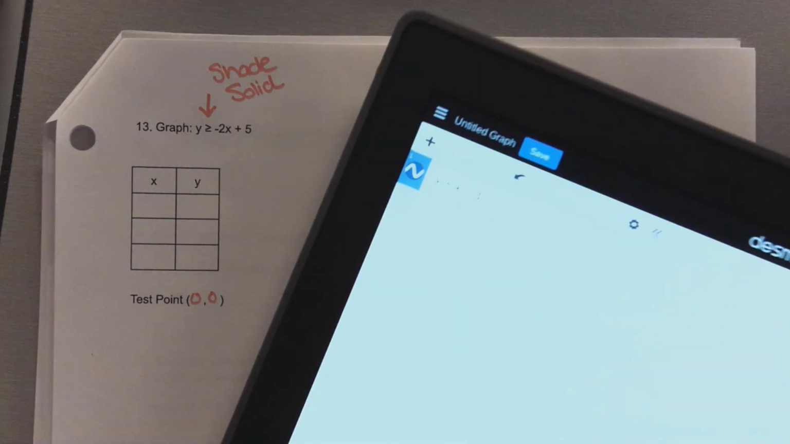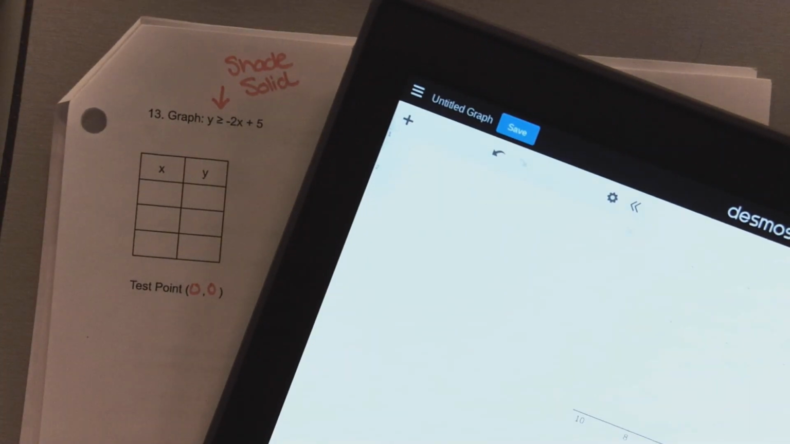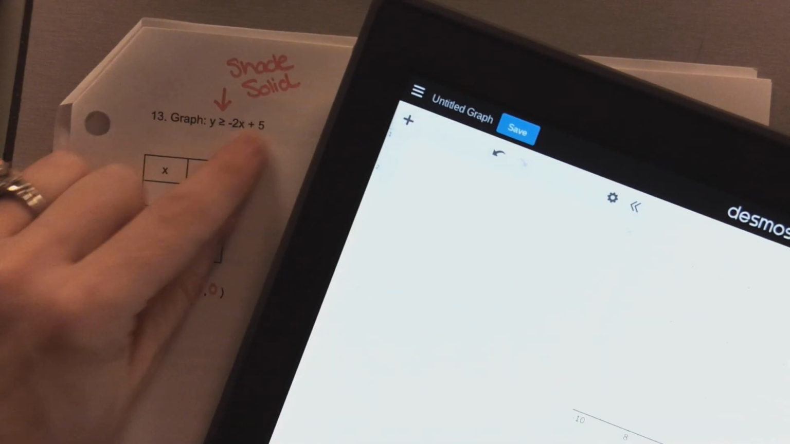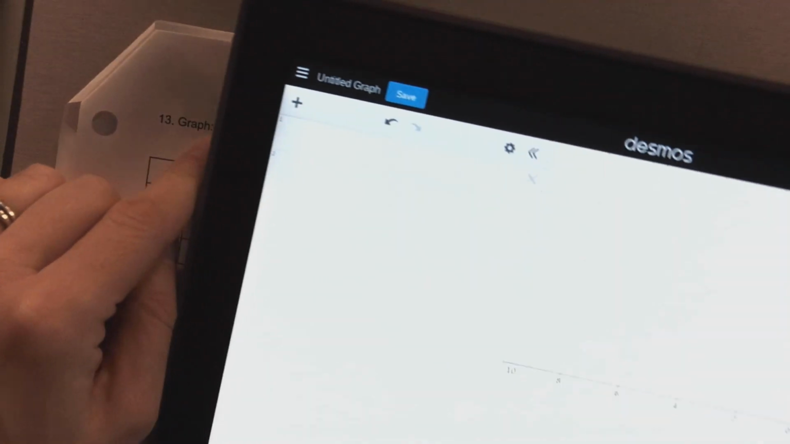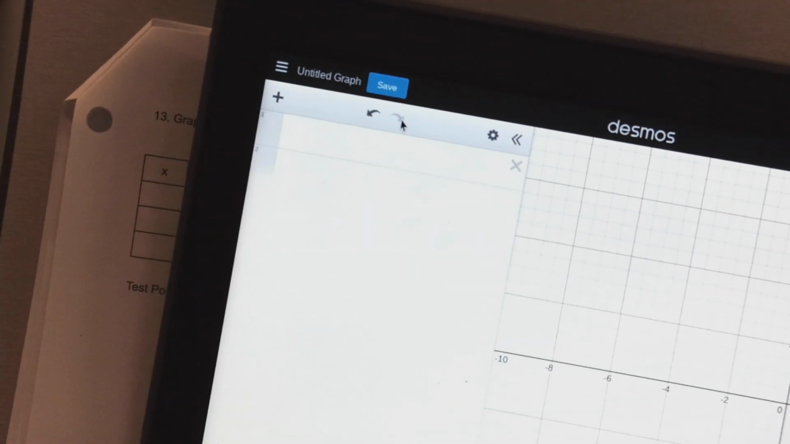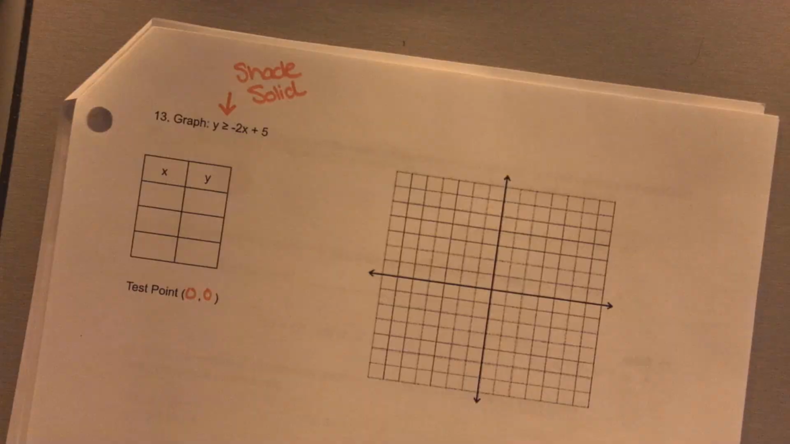All right, let's go here, and we are going to graph it as if it were an equation. So do you see how it says negative 2x plus 5? Okay, so I'm going to type it in. Negative 2x plus 5. I know it doesn't say equal. That's okay. Type it in as you have it. All right, and let's find some points. 0, 5, 2.5, 0. So I'm going to use those.